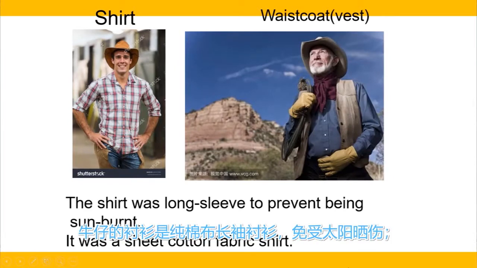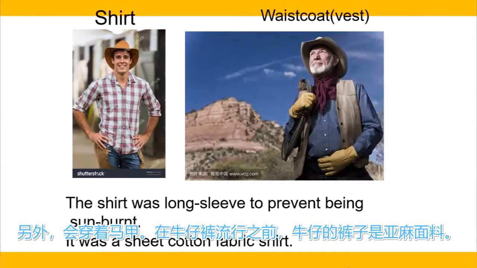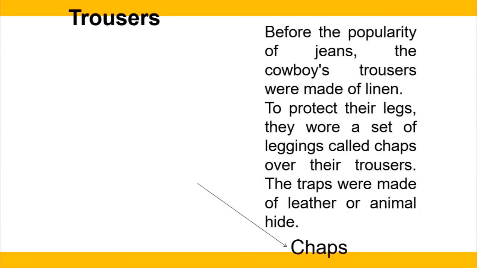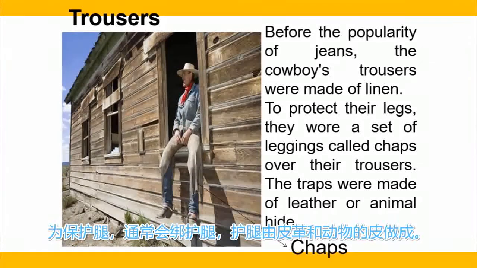The cowboy's shirt was long sleeved to prevent sunburn, and it was a thin cotton fabric shirt. And also, they usually wore a waistcoat, or called a vest. For cowboys' trousers, before the popularity of jeans, trousers were made of linen. To protect their legs, they wore a set of leggings called chaps over their trousers. And the chaps were made of leather or animal hide.